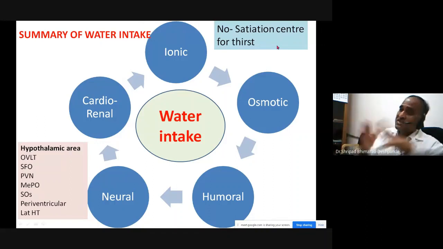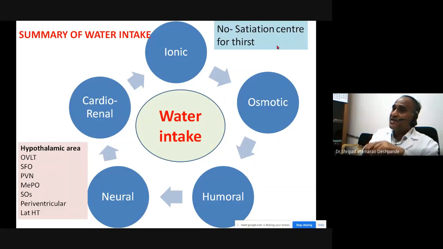So now what happens? The minute the fluid balance is maintained, we feel satisfied. So that means it is only one center, or these multiple centers, they will be either activated or not activated. There is no second center or dual centers which will be doing the satiation. So there is no satiety center for the water intake.